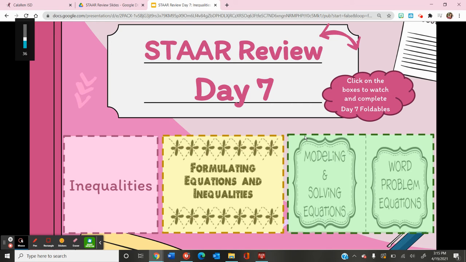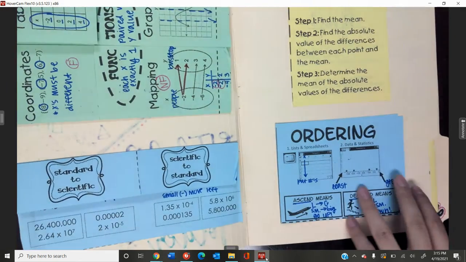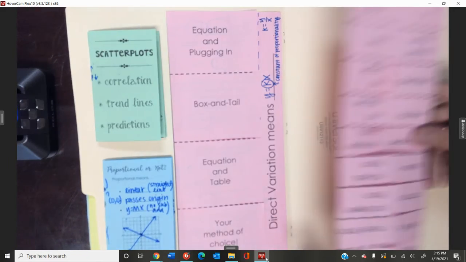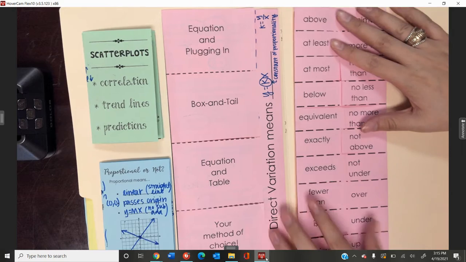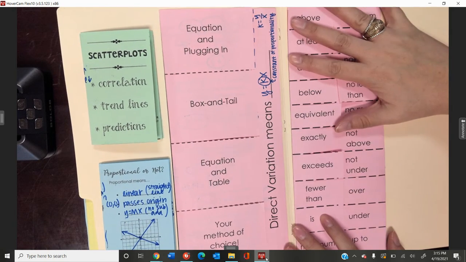This is day 7 of your STAAR review, and we'll be discussing inequalities, formulating equations, modeling and solving equations, and word problem equations. So looking at your folder, you're going to go ahead and open this up to page 6, and you should have already glued this in. So this is your Inequalities foldable, and this is where we are at.